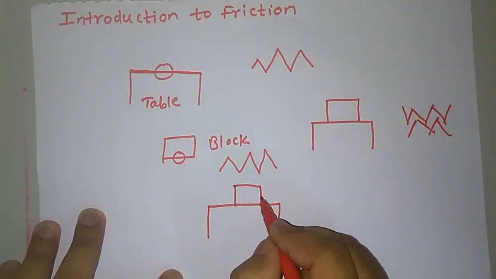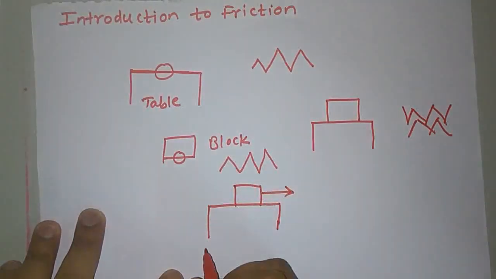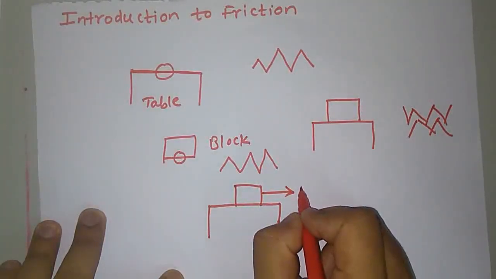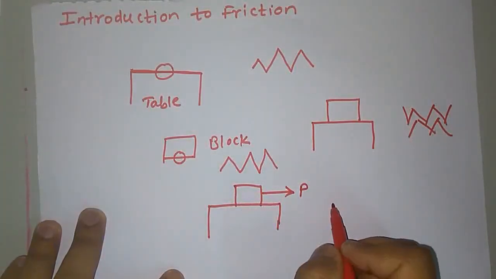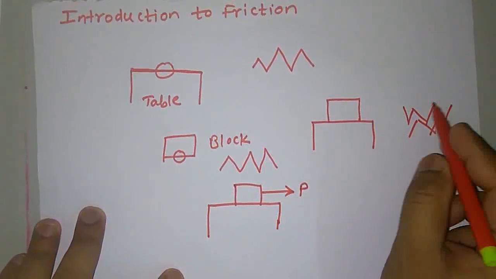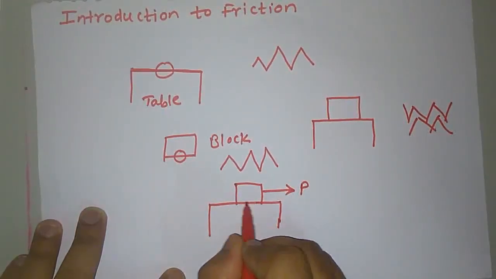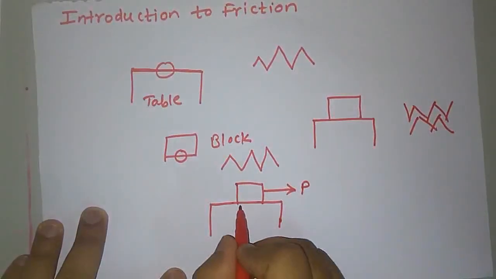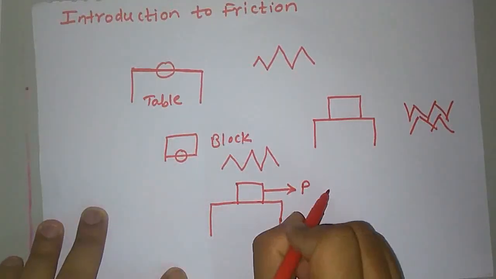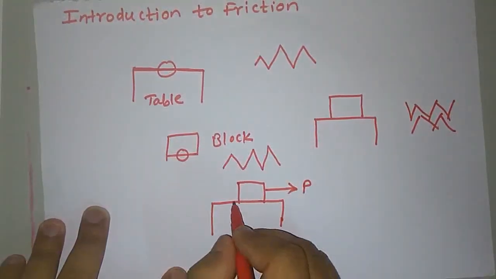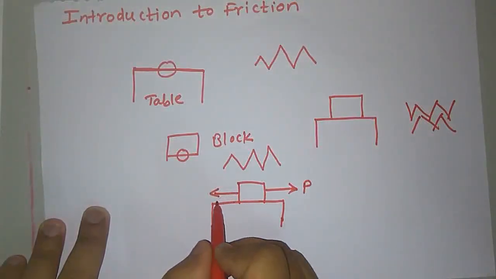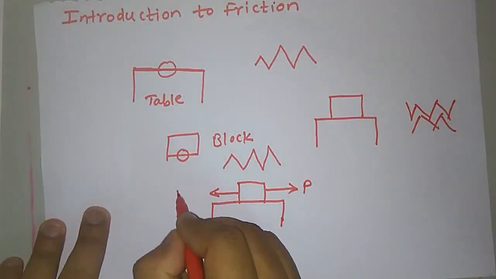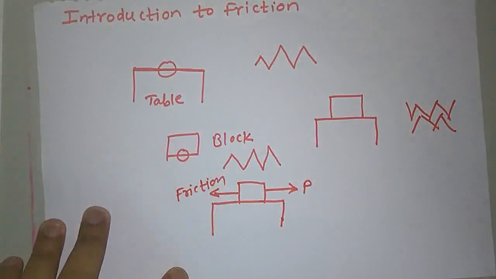Now I will draw here. When we start to move this block in this direction, this is force P. What happens when we start to move this block in this direction? Due to this interlocking property, the interlocking will oppose this motion. We are moving in this direction, so this interlocking will oppose this motion, and the opposing direction will be this. This opposing motion is called friction.